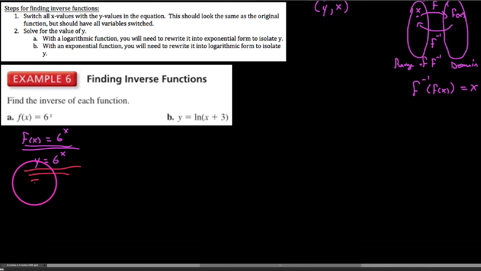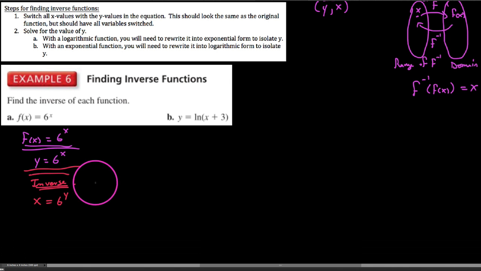The inverse function, which has a switched domain and range, is x equals 6 to the power of y. By taking all of our x's and y's and switching them around, we've given a new function where we have switched the domain and range. Now, when it says in number 2 to solve for the value of y, we don't really have a way of solving for y, or do we? And that way is going to be this.